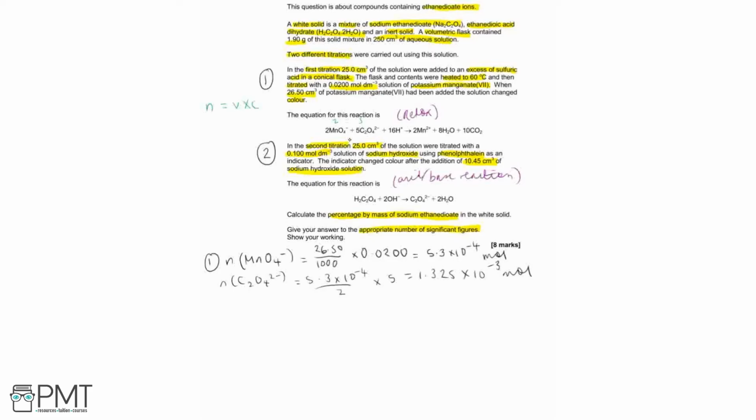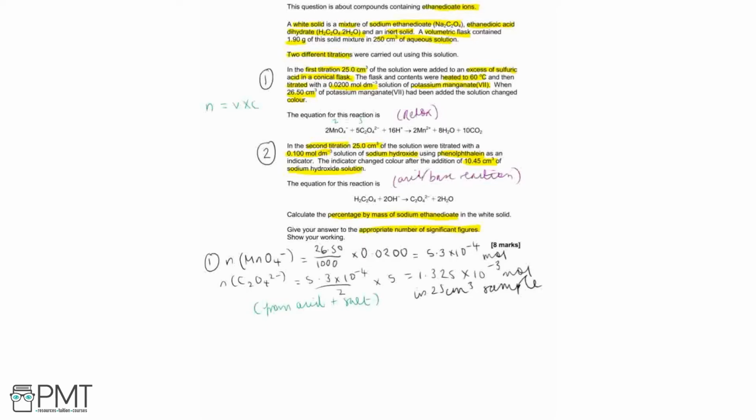And this is going to be the moles of the ethanedioate ions in the 25 centimetre cubed sample, because we use the 25 centimetre cubed sample of our solution in this titration. And because we've got the ethanedioate ions, the key thing here is that this has come from the ethanedioic acid and from the sodium ethanedioate as well. So we'll just make a note of that here. So that's from the acid and from the salt.